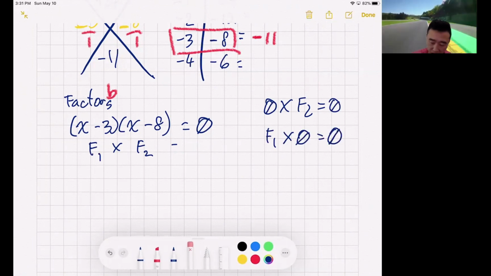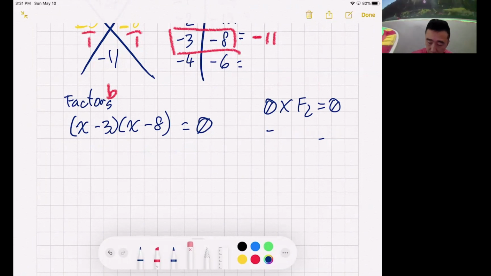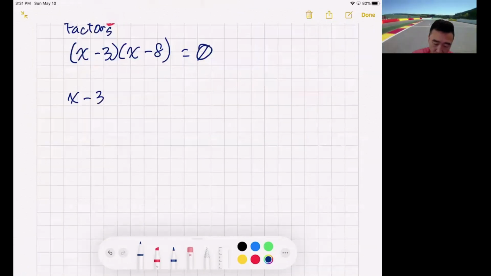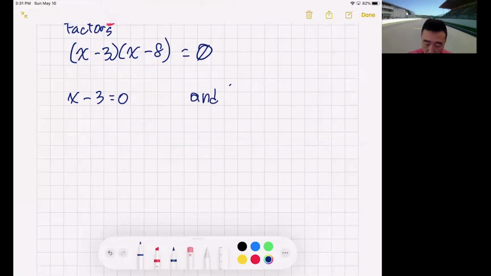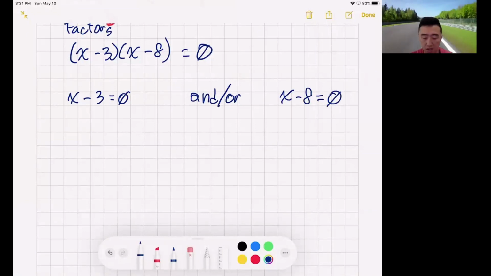So when I have to find the zeros of this situation, here's what I'm going to do. This one has to equal 0, or this one has to equal 0. Because in this case, we have two solutions.